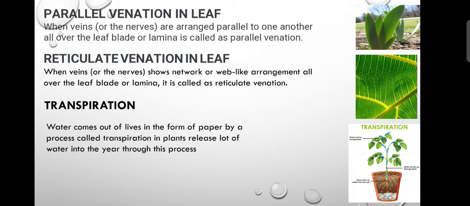Reticulate venation in leaf: when veins or nerves show a network or web-like arrangement all over the leaf blade or lamina, it is called reticulate venation. Transpiration: water comes out of leaves in the form of vapour by a process called transpiration in plants. Plants release a lot of water into the air through this process known as transpiration.